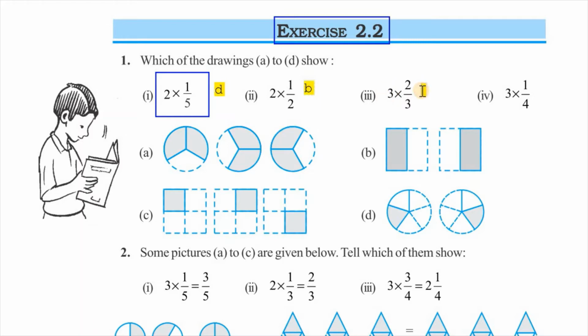So this one is A. And 3 times 1 by 4th or 3 times 1/4. Here we have a square and in each of the squares 1/4 is chosen. That way we have repeated it 3 times. So this is C.